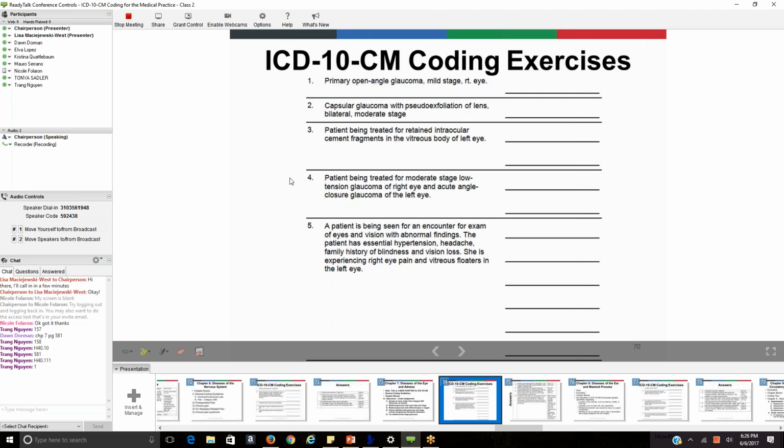So H40.14, which is capsular glaucoma, with pseudoexfoliation of lens, bilateral. And then the moderate, we have to go back to that pink box under the H40.1 code, and the moderate stage is going to be a 2. So the code is going to be H40.1432.